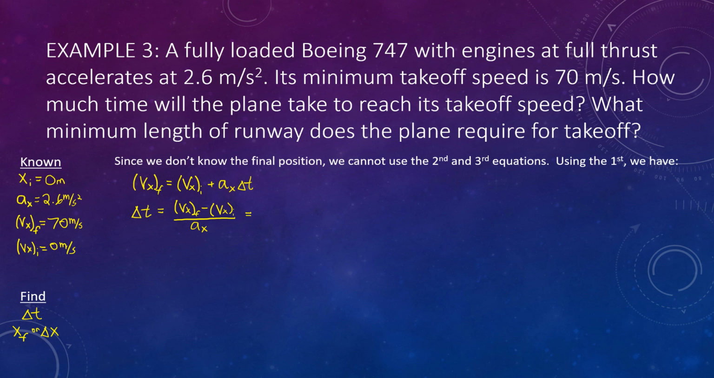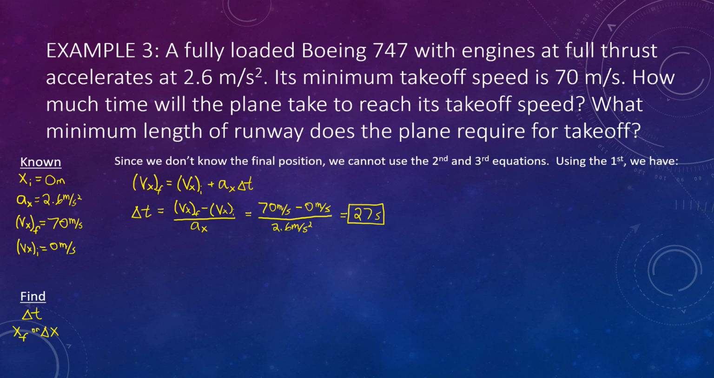So all we have to do is plug in our values. We have the final velocity, the takeoff velocity of 70 meters per second, minus the initial of 0 at the start of the runway. All divided by the acceleration, which was given to us as 2.6 meters per second squared. So we have 70 divided by 2.6. With a little rounding, you should get about 27 seconds as our time. So this fully loaded 747 from rest will take 27 seconds, so almost half a minute, to reach its takeoff speed.